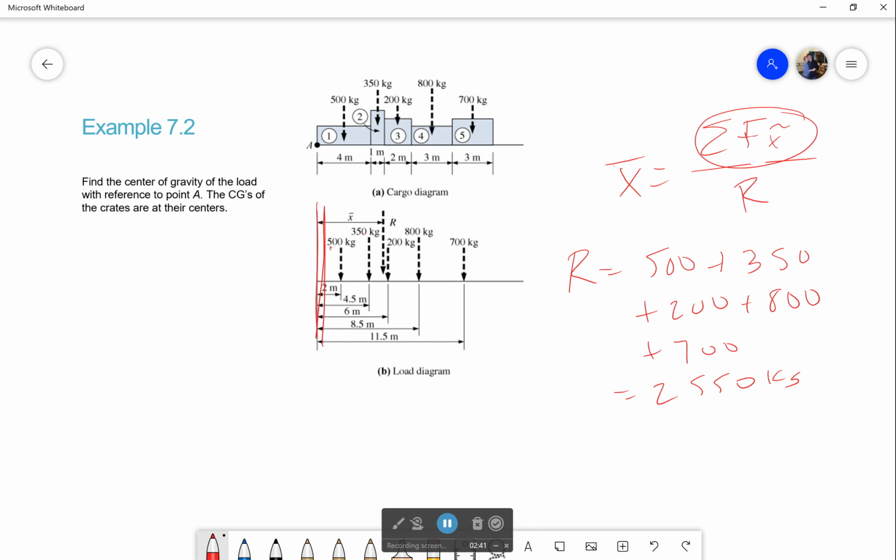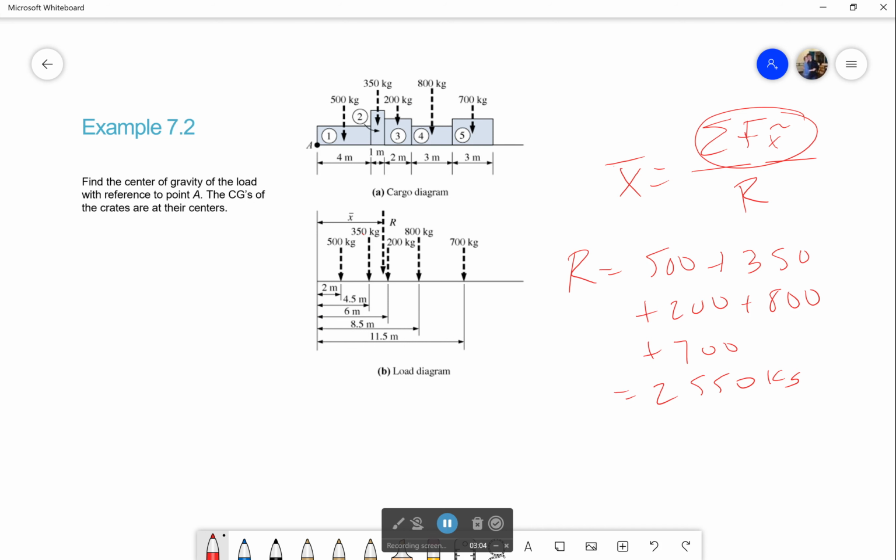Now it doesn't matter where you measure it from. Like I could measure everything from here, or even from here. It doesn't matter where you measure it from, but everything has to be measured from the same point. You have to make them either negative or positive based on that. So let's try it out.